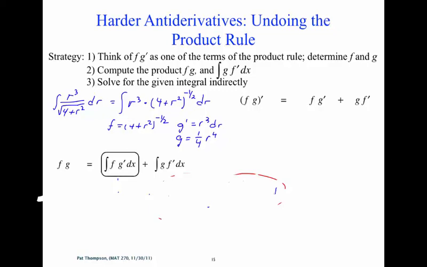Okay, so what if we did that? We said F was R cubed, and G prime was that other term. Good or bad? Is anybody out there? What's that? Looks fairly simple. We got 1 over the square root of 4 plus r squared.